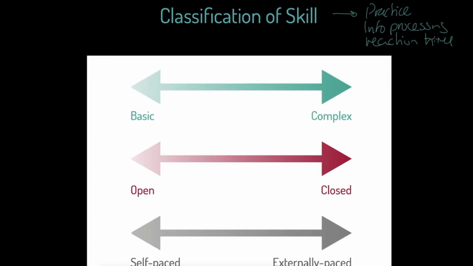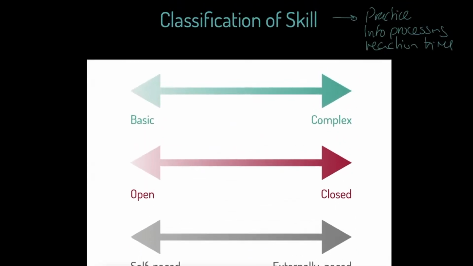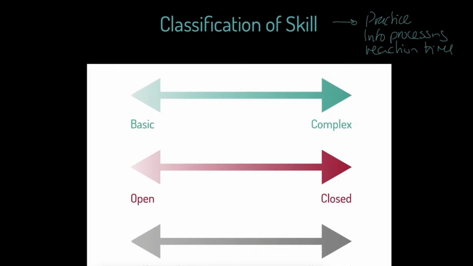I want to talk specifically about basic and complex skills and open and closed skills. Of course, we've got our externally and self-paced, and we've got our gross and our fine, but they've not been named in our AEI. To remind you, that does not mean they're not going to be questioned. It simply means we don't know if they're going to be questioned. We happen to know for a fact that these two here are going to be questioned, so hence us putting our focus on those for today.